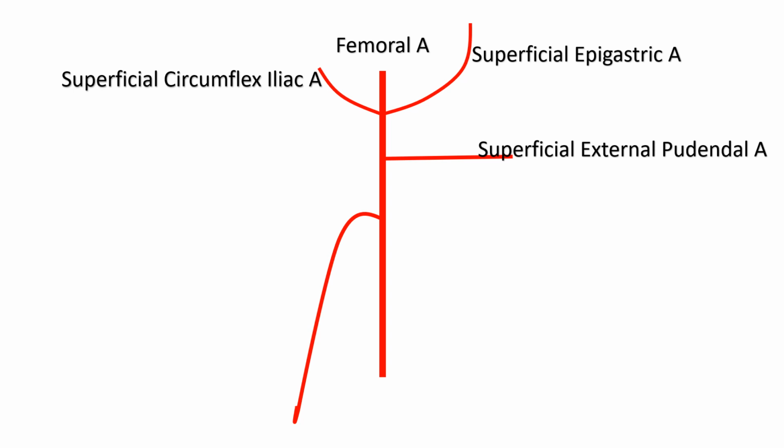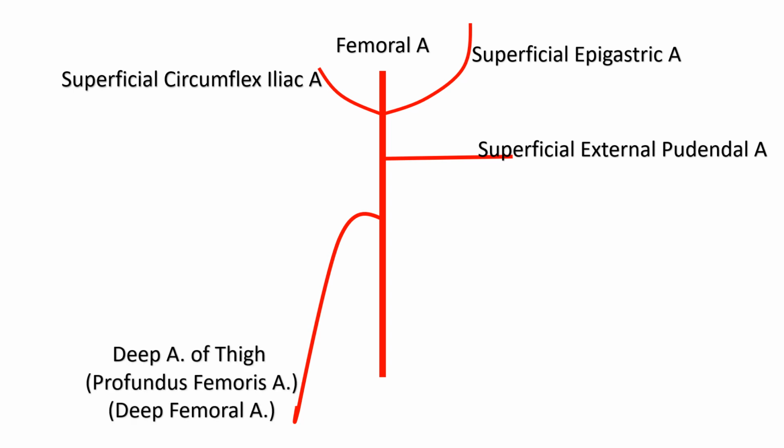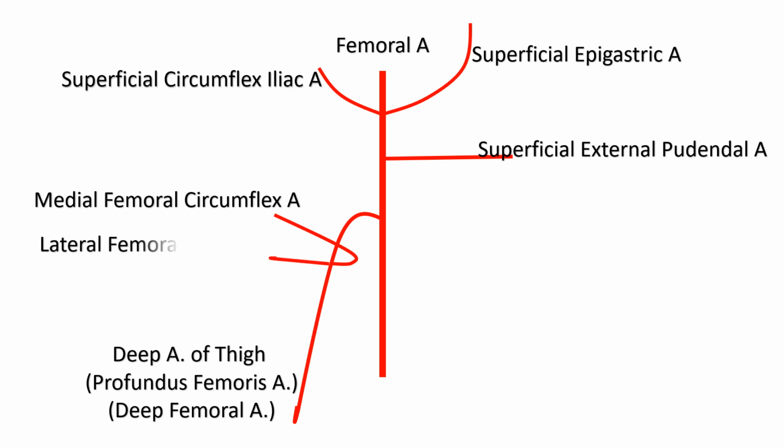The femoral artery gives off a big branch called the deep artery of the thigh, which is also known as the deep femoral artery or profundus femoris artery. It gives off the medial femoral circumflex artery, which wraps back around to the head and neck of the femur, and the lateral femoral circumflex artery, which gives off an ascending, transverse, and descending branch.